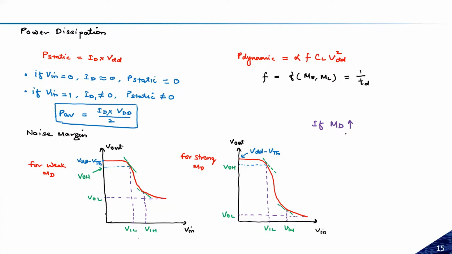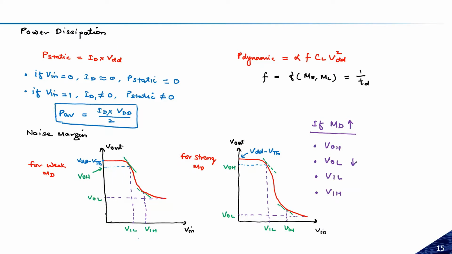is increasing, okay, if MD is increasing, what is the impact on VOH? What is the impact on VOL? What is the impact on VIL? And what is the impact on VIH? Sir, I think VOH is remaining same, VOL is decreasing. Okay, so VOL will reduce. I am holding the VOH.